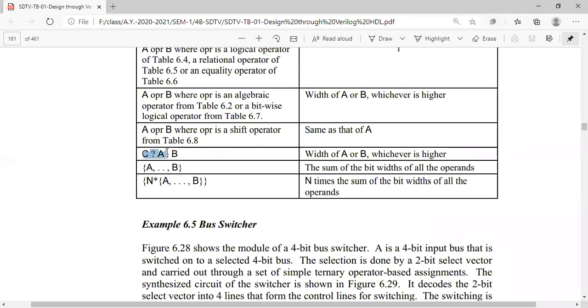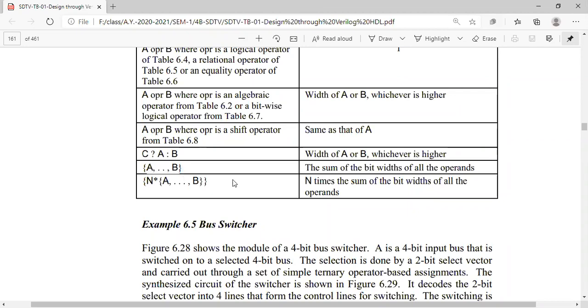So if it's a conditional operator, that is a ternary operator, if C is true, the value A has to go to C. If C is false, the value B has to go to C. That means C will have the value of whichever is higher. If A has more bits, the value of C will have the same amount of bits. If B has more bits, the value of C will have the highest number of bits, right? So concatenation, you see here, this is concatenation. This thing you have to remember.